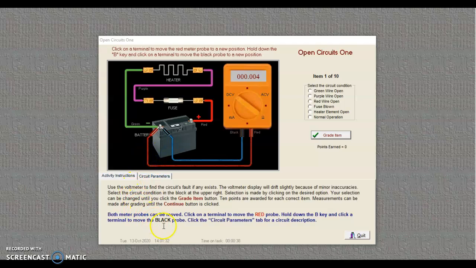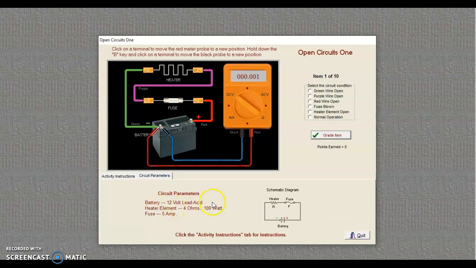Here's your base instructions here. We're essentially going to be probing or moving our probes around the circuit. The red probe is the default one. If we want to move the black one, we have to hold our B key down to move our black probe. Look at your base circuit parameters. Essentially, you have a lead acid battery giving you 12 volts. We have a heater element of approximately 4 ohms, 100 watt, with a 5 amp fuse in the circuit itself. And so that's our overview, and here's our schematic.